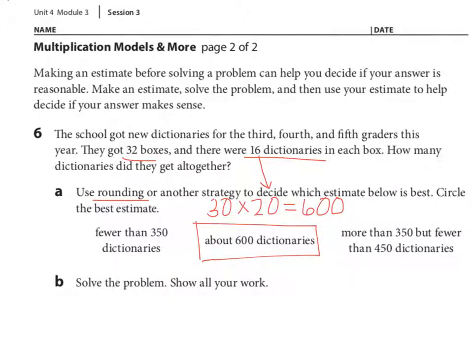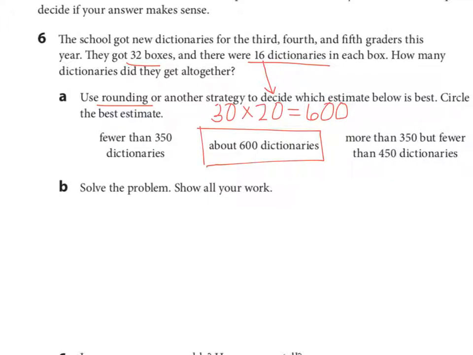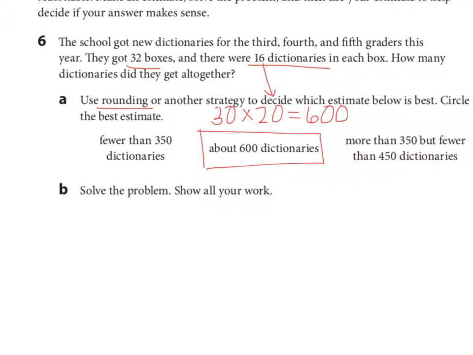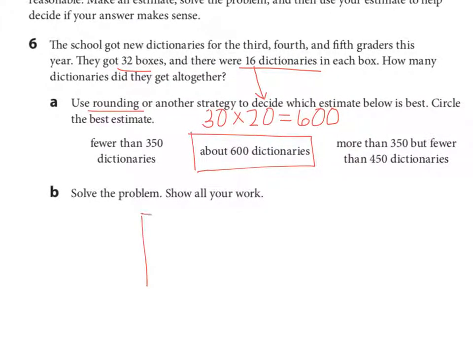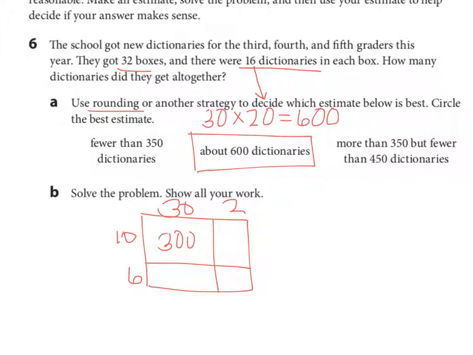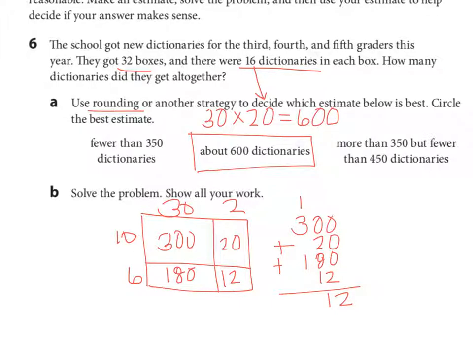B says solve the problem, show all your work. So you can solve it in a variety of ways. Let's use an array. So we have 32 times 16. I can break up 32 to be 30 and 2, and I can break apart 16 to be 10 and 6. I have 300 here because it's 10 times 30. I have 20 here because it's 10 times 2. 180, 6 times 30, and 12, which is 6 times 2. Add up my partial products, 300 plus 20 plus 180 plus 12. And my answer is 512 dictionaries.